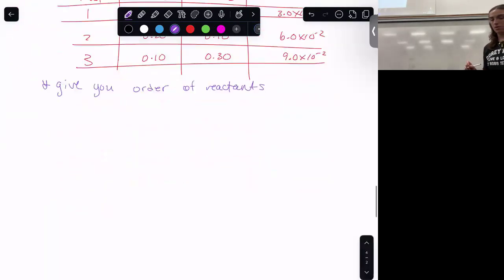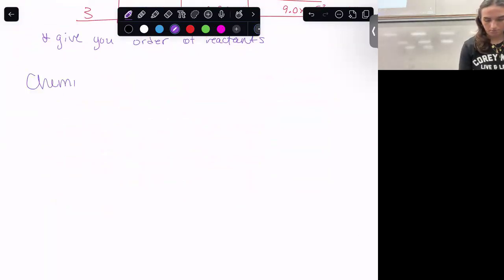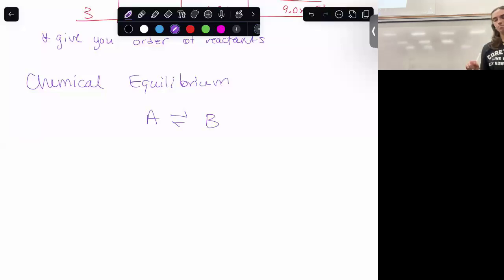All right, so when we look at chemical equilibrium, this is saying that A goes to B, and again the forward reaction rate is equal to the reverse reaction rate. So A and B are happening at the same time, but the rates of the reaction are the same. So their concentrations are no longer changing, but the reaction is still happening.